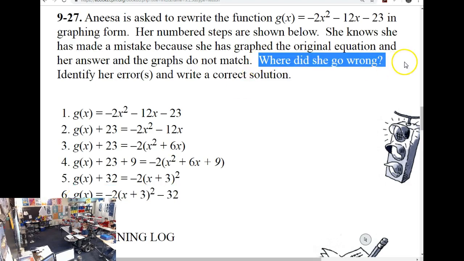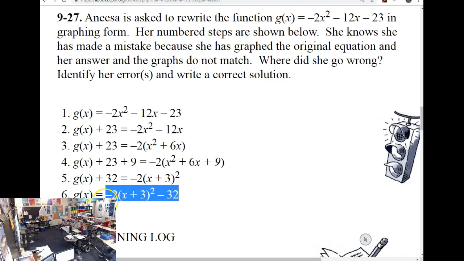Now, there is an error here, but if this was what we had, what would be the vertex? Jacob? -3, -32. -3, -32, right? The opposite of what this looks like, and exactly what this is. So the A value has nothing to do with the vertex. Correct, because the intensity of the parabola doesn't change where the vertex is. It changes how tight or how wide it is.